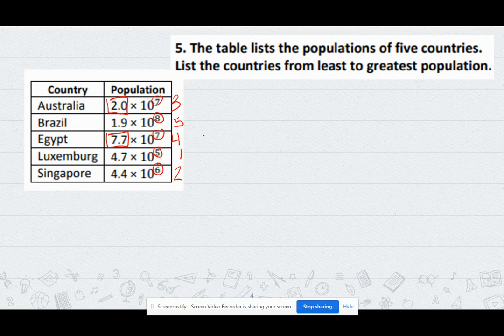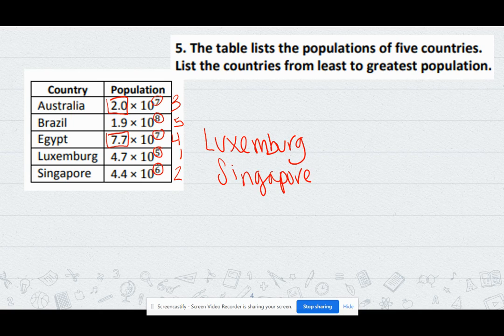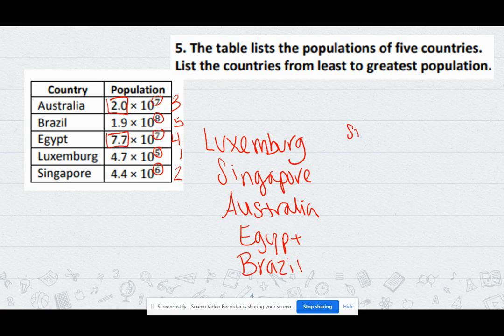And then I'm just going to rewrite it. So they said Luxembourg was first, the smallest, and then it was Singapore, second smallest, and then Australia, and then Egypt, and lastly Brazil. So this was going smallest to biggest. If they wanted biggest to smallest, you would just go the opposite direction. You would just start with Brazil first and work your way backwards because Brazil had the exponent of 8.